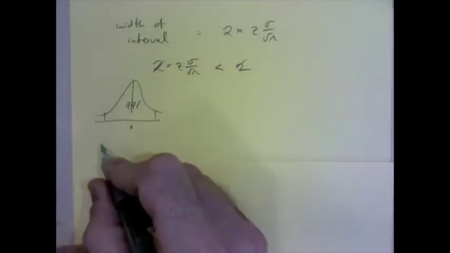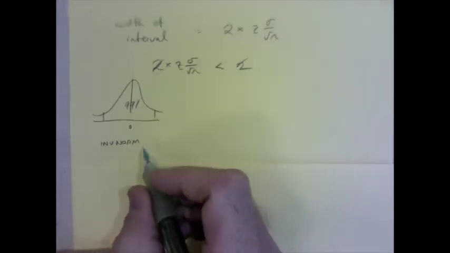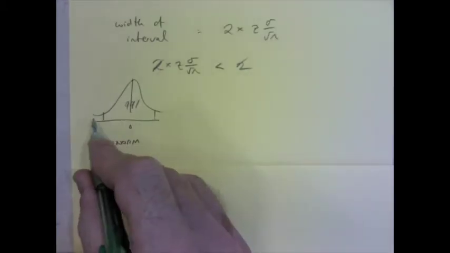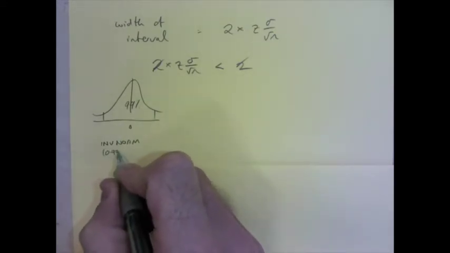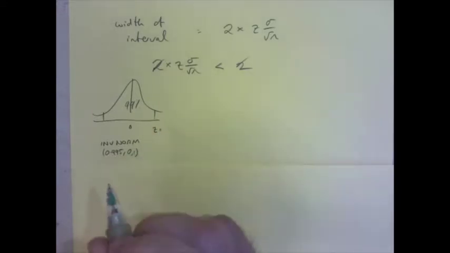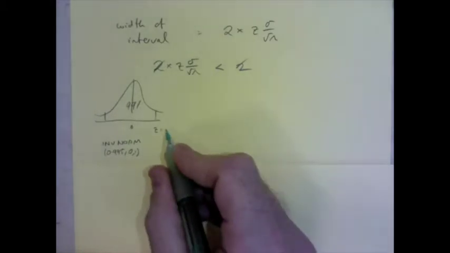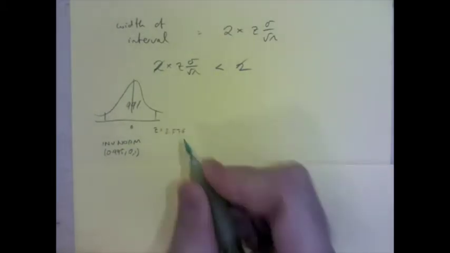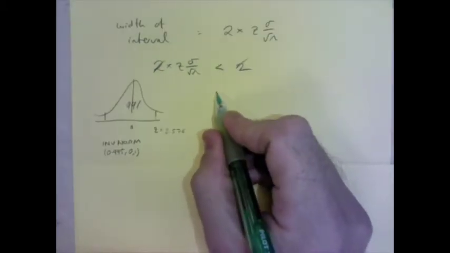So I'm going to be using inverse normal. I need area to the left, so it's 99 plus half of that 1% that's left. So I'm going to be using 0.99501. That tells me that the z value to use in this case is 2.576.